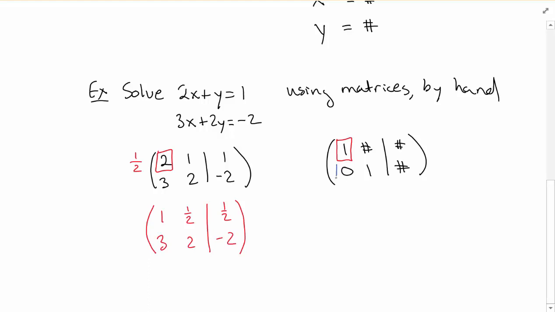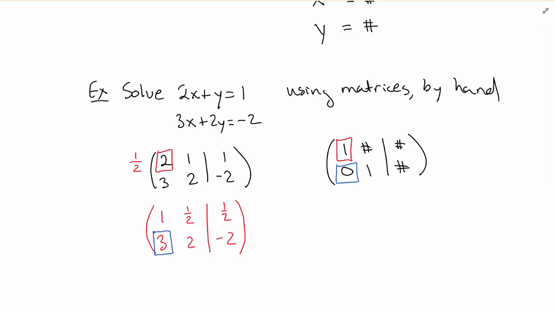Next thing, I always work my way down. I'm going to go for the 0 next. Currently I have a 3 there. Well, I can't multiply that row by 0, otherwise I lose a whole bunch of information, so I'm going to have to add something to 3 to make it 0. Well, if I add a -3 to 3, that'll make it 0.